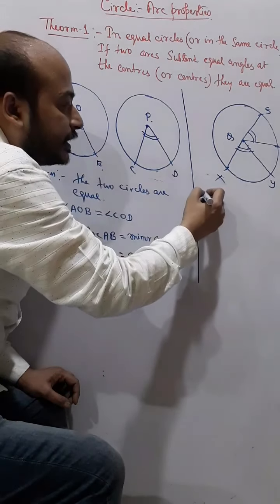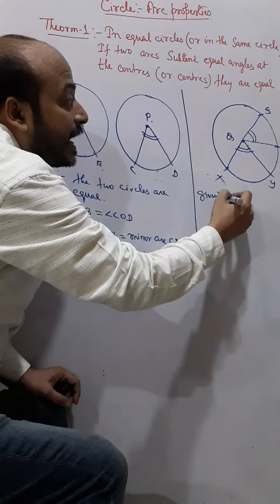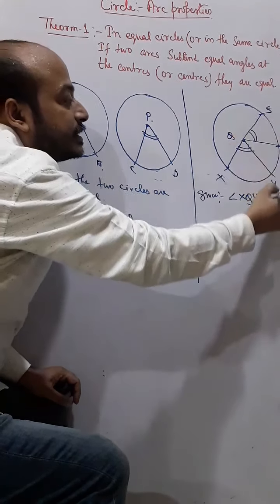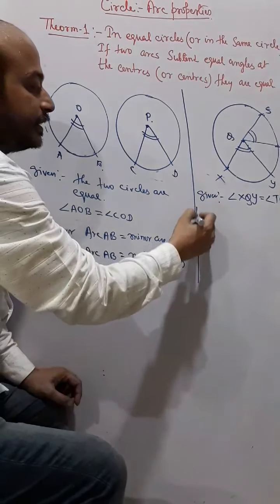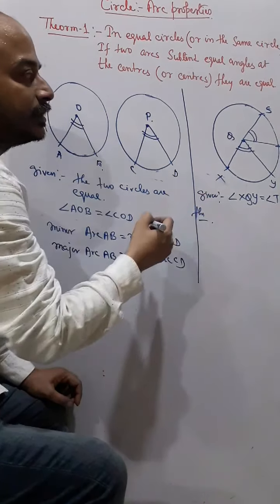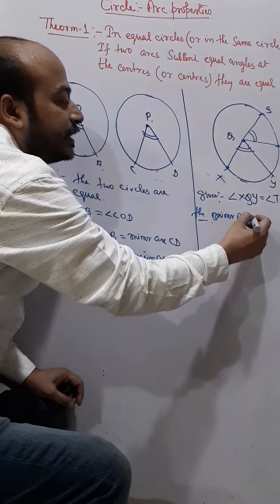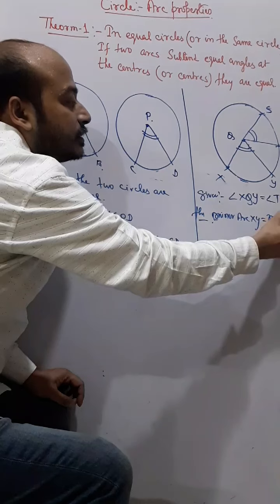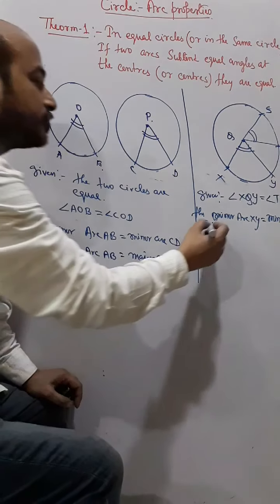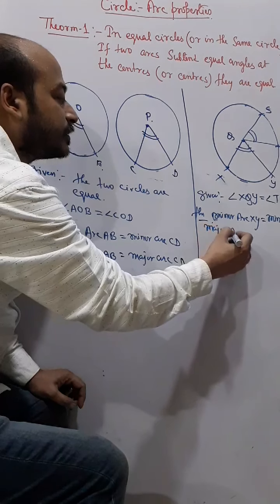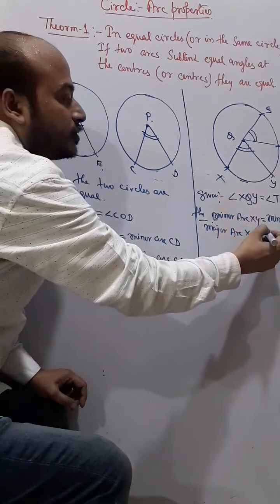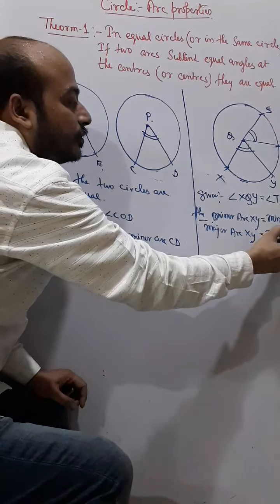So here also we can say given angle XQY is equal to angle TQS, then we can say that minor arc XY is equal to minor arc ST. And we can also say major arc XY, so major arc means this part, is also equal to major arc ST.